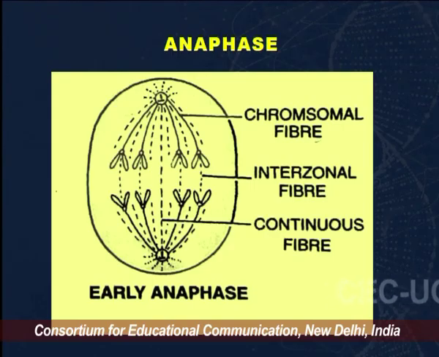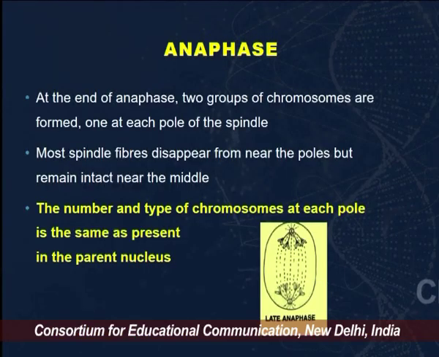Here you can see a V shape where the spindle fibers are connecting or pushing them apart, but still connected to the centromere, and the two sets of chromosomes are still connected by interzonal fibers. They have not separated, but they are pushing apart, they are repelling each other, and the spindle fibers are also pushing them apart, but still they are connected to the interzonal fiber and they are moving towards the ends or towards the poles. At the end of anaphase, two groups of chromosomes are formed, one at each pole of the spindle.